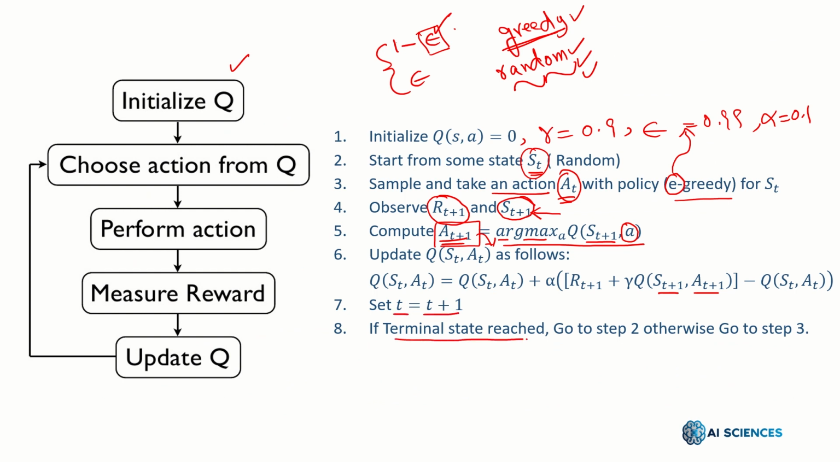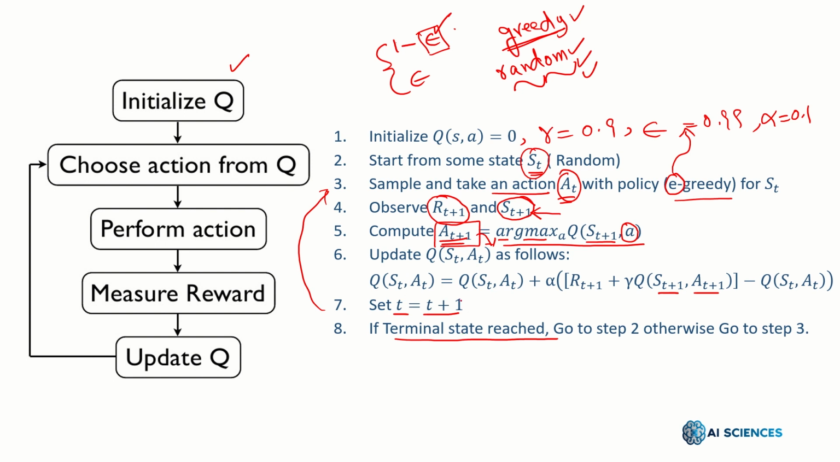If the terminal state is reached, then go to step 2 and start another episode with the same Q table. And if the terminal state does not happen, then keep repeating this particular loop. The terminal state can be reached by exhausting the number of episodes or some other terminal criteria that can be defined. So that's Q learning.